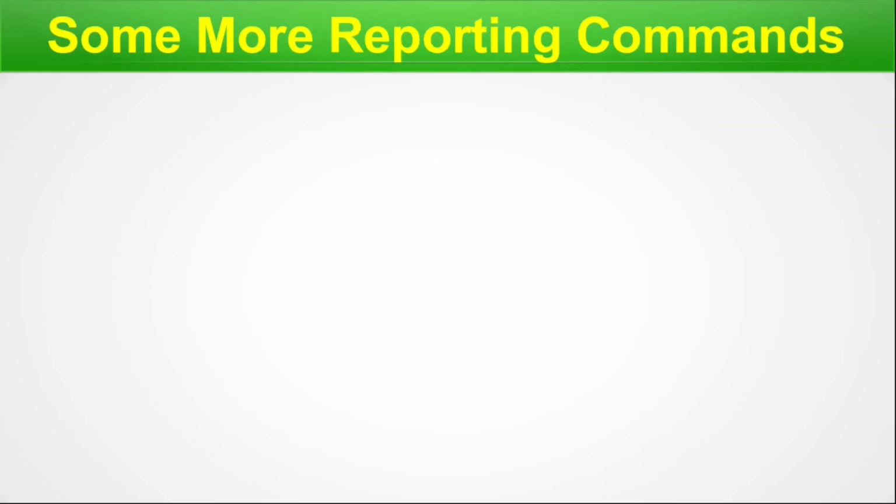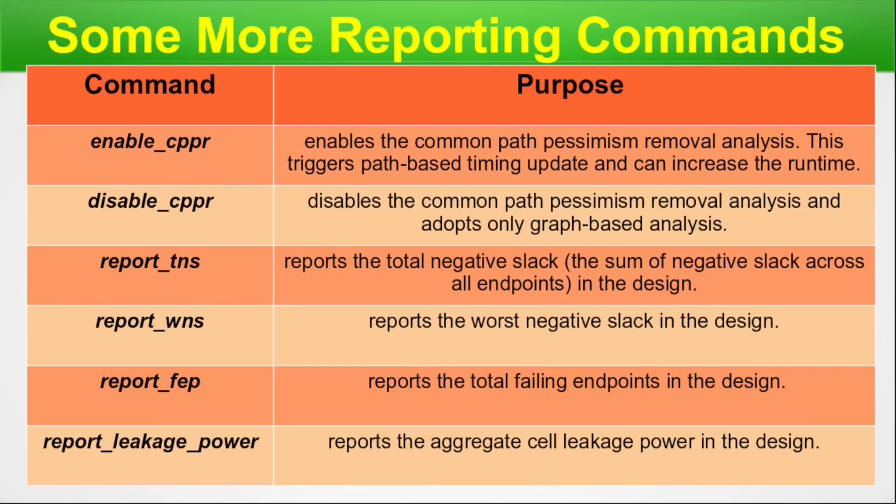Some more reporting commands. The list has not been exhausted, folks. Here, these are the only commands you have to use. enable_crpr enables the common path pessimism removal analysis. This triggers path-based timing update and can increase the runtime. After this enable, if we want to disable it, we use disable_crpr. It disables the common path pessimism removal analysis and adopts only the graph-based analysis.